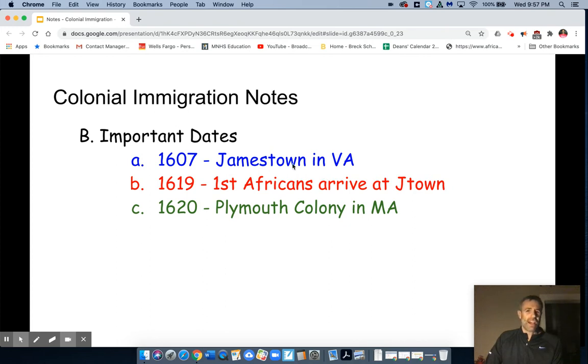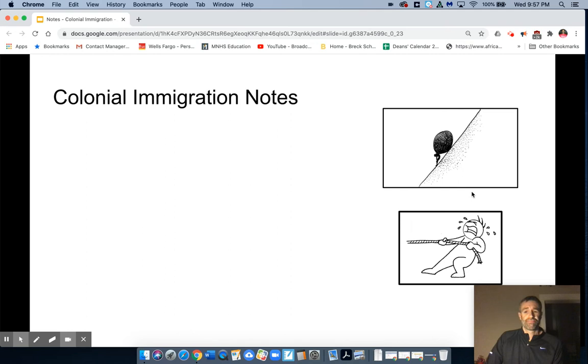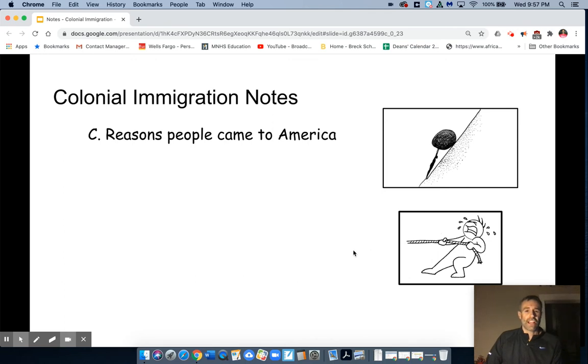Jamestown was founded mainly for economic reasons. You'll find Plymouth was founded for religious freedom. You have a person pushing a rock up a hill. You have a fellow pulling on a rope here. So push-pull factors. So reasons people came to America. You can see I'm on C. I've done B and A before that. So here we go, push factors.